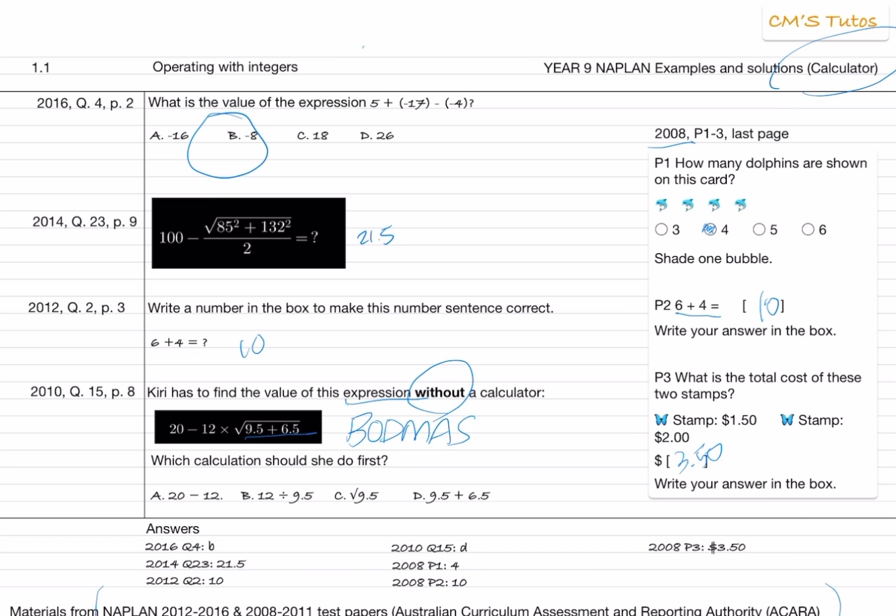So is there a bracket? No. Is there order and indices? Well, where are the squares? Where are the surds? Yes, it's surds. So what can you do about it? So that's the second one. So you need to solve the one in the sets. We're just following the BODMAS order.